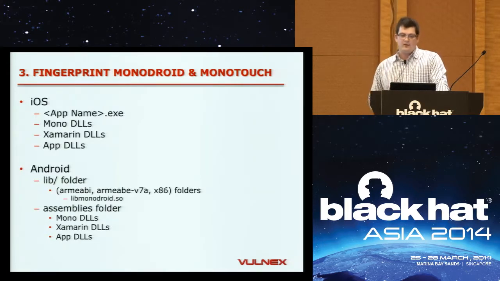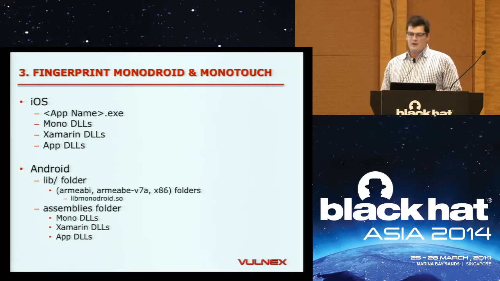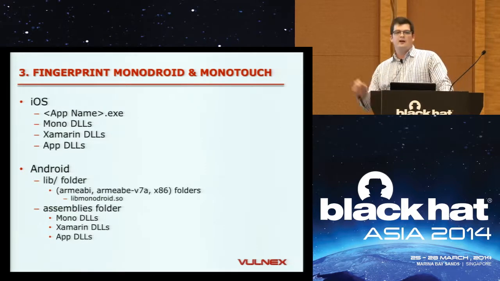For fingerprinting a Mono for Android or MonoTouch application, it's the same thing. We look for all the DLLs. For example, when we are reversing an application on Android and iPhone and we see a lot of DLLs, Mono DLLs, Xamarin DLLs, that's a Mono for Android or MonoTouch application. So it's quite easy to spot these technologies in a mobile app.